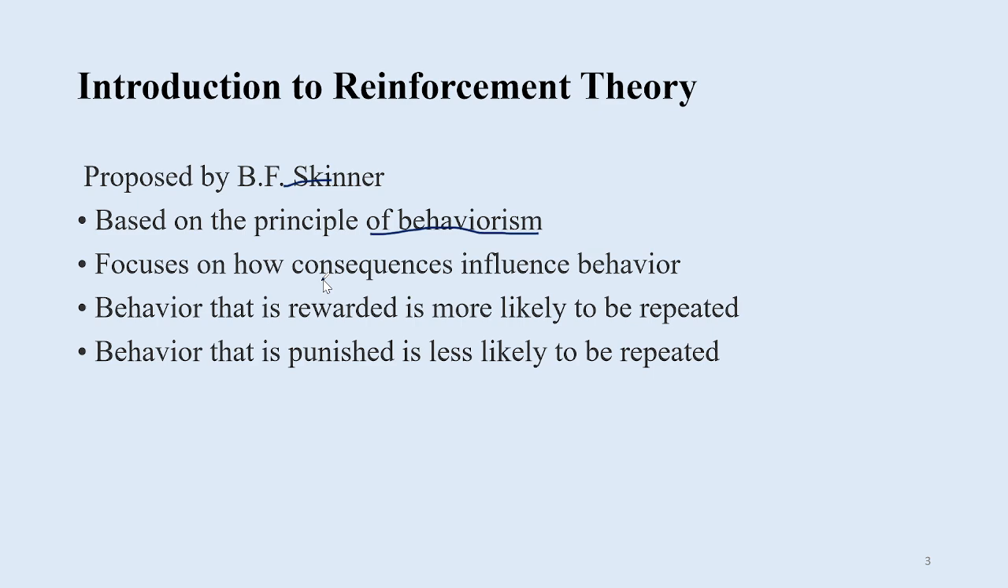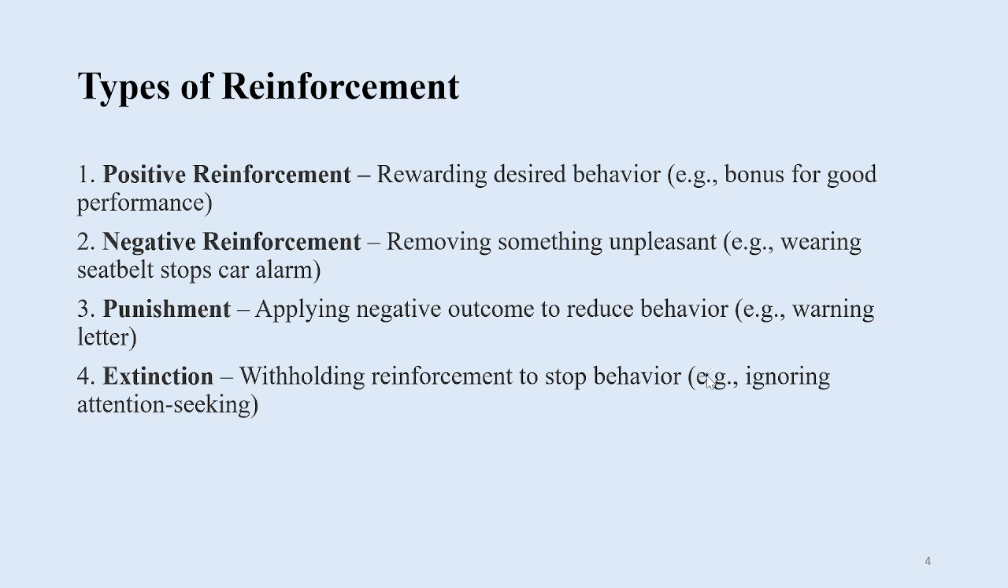This theory focuses on how consequences influence behavior, like how the consequence of a certain behavior can change the behavior in the future. Behavior that is rewarded is more likely to be repeated, and behavior that is punished is less likely to be repeated. So, in an organization, managers usually reward employees for a behavior they want to be repeated and punish employees for a behavior they don't want to be repeated. Let's just get into the types of reinforcement. There are basically four types of reinforcement.